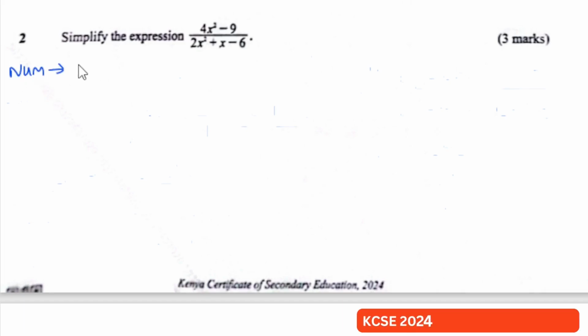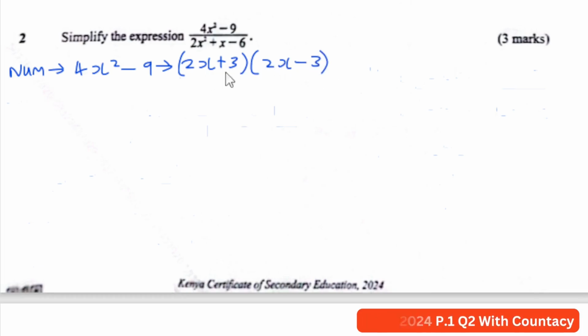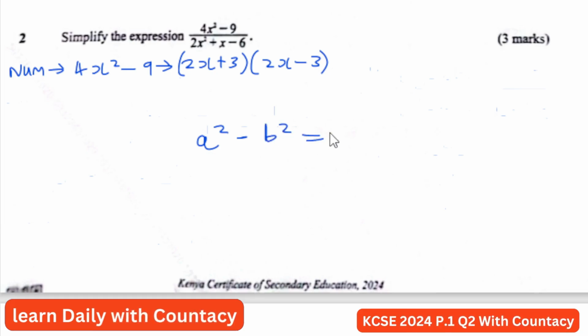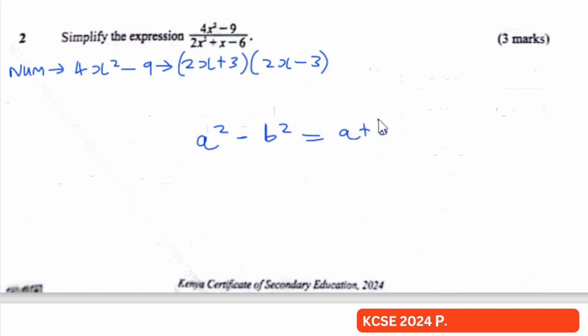We have the numerator as 4x squared minus 9. If you look at this expression very keenly, you are going to realize that this is a difference of two squares, which implies that it is equivalent to 2x plus 3 multiplied by 2x minus 3. In case you are new to this, the formula we apply here is that whenever you've got a case like a squared minus b squared, it will always be equivalent to a plus b multiplied by a minus b.